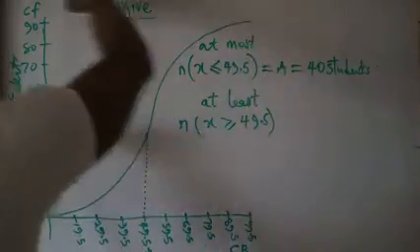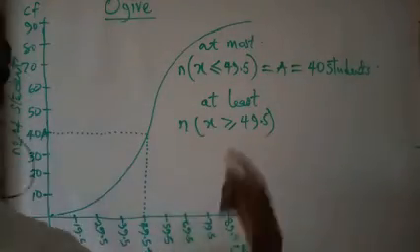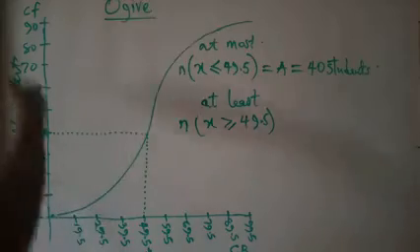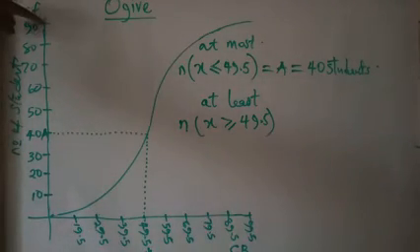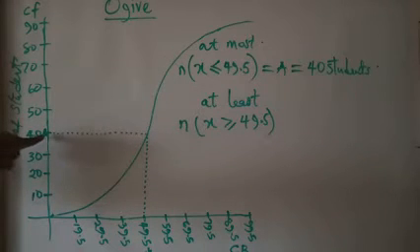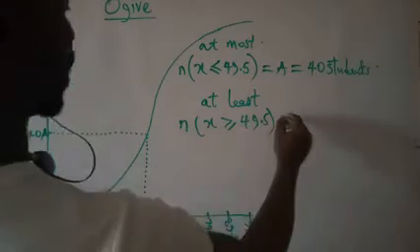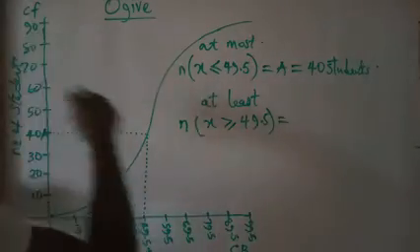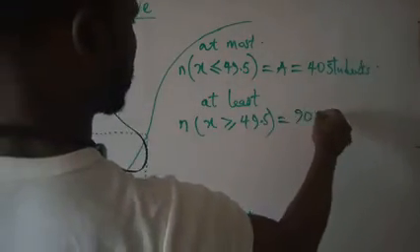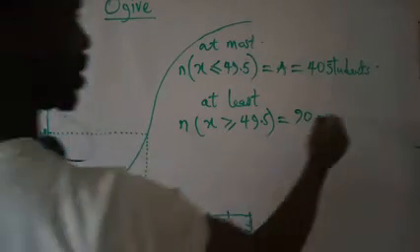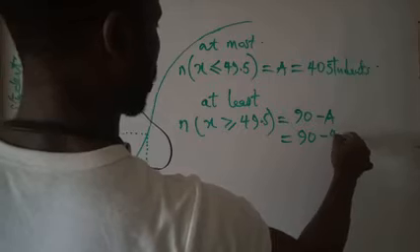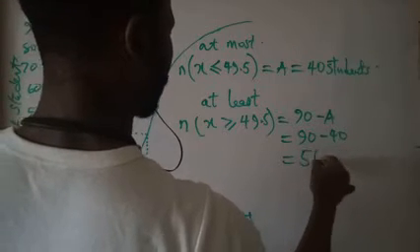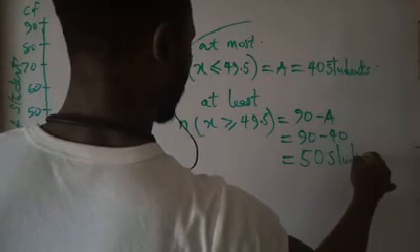This region here represents number of students. So it will be the highest value minus the place where you have your at most. The highest value in this case is 90, minus 40. So I have 50 students.